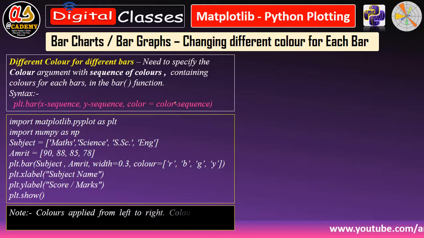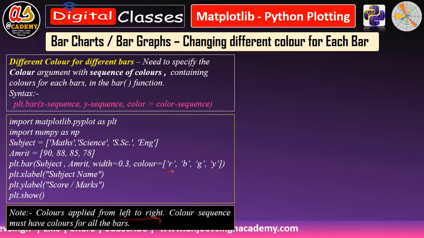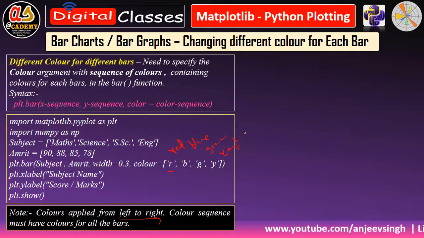But there are notes you must remember. The first thing: the number of colors must match the sequence. And the second thing: it is always applied from left to right. The first color to the first bar, second color to the second bar, third color to the third bar. You can write r, b, g, and you can write red, blue, green, yellow also. This is also possible, but I have written in short form.